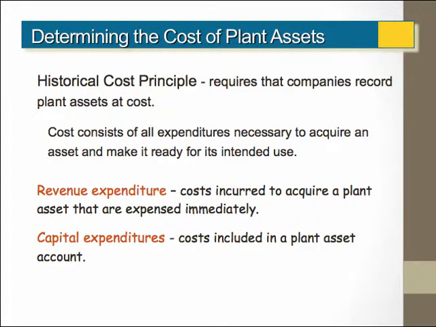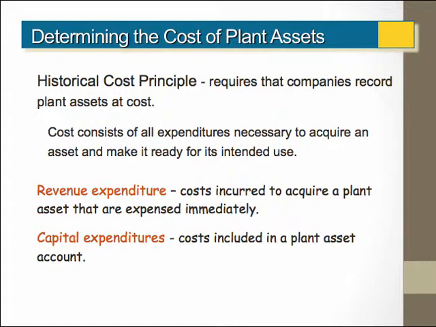So how do we account for the cost of plant assets? We use the historical cost principle to determine what the cost of an asset is. So when we look at an asset, we look at the purchase price of the asset plus any additional expenditure to get that asset into its intended use.